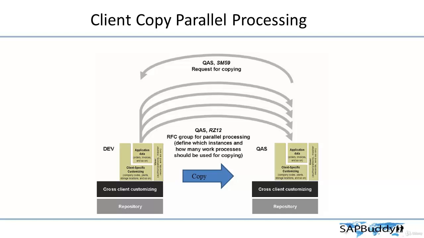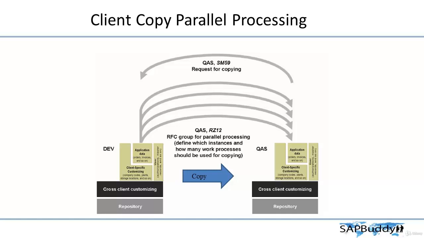Meaning to say, you can use the parallel process not only for the remote client, we can also use it for the local client. If we are using it for the local system, then the RFC call will be an internal call. So we can define internally how many work processes should be assigned to this particular client copy process, so it will be quite faster. So it's not only for the remote copy, we can also use this for the local process itself.